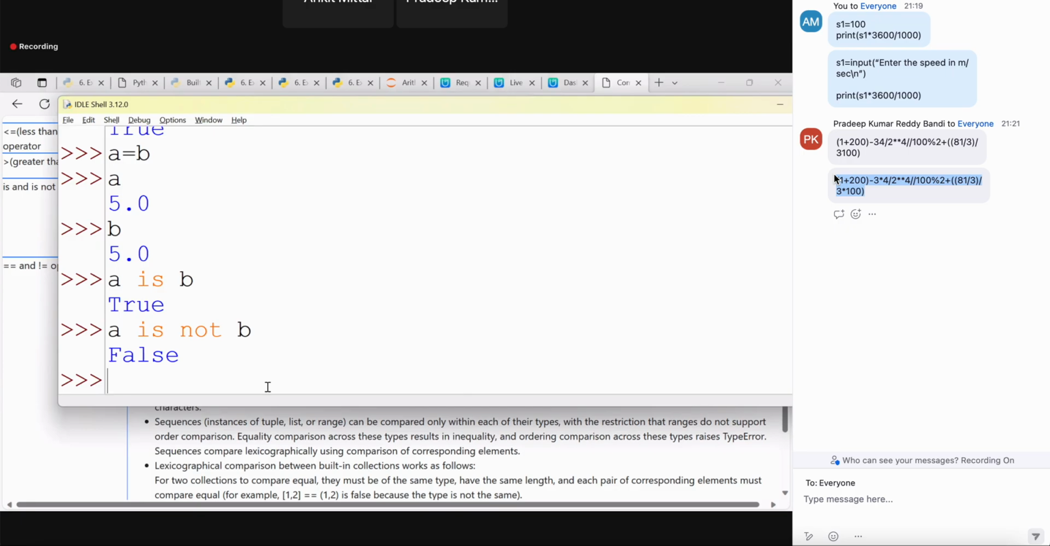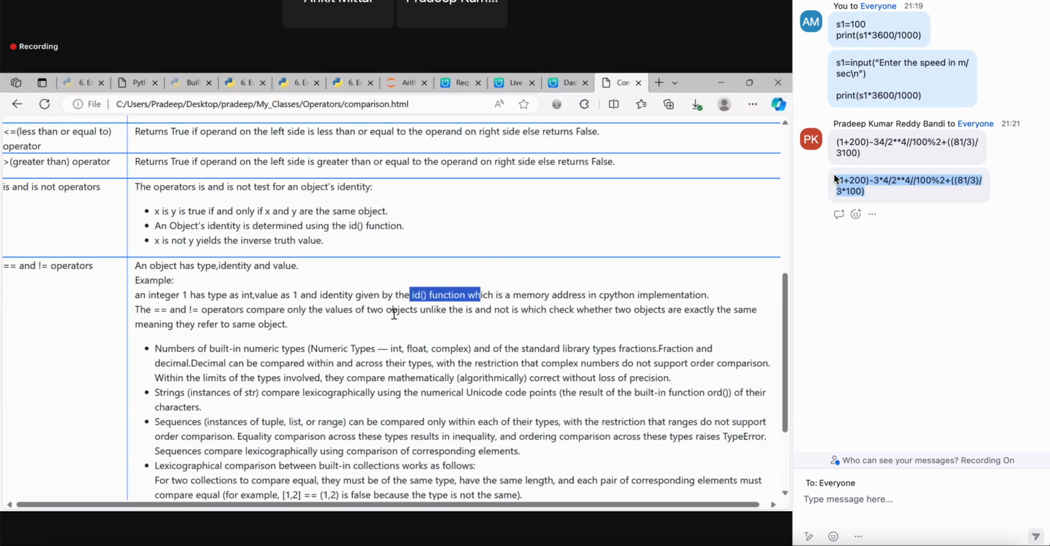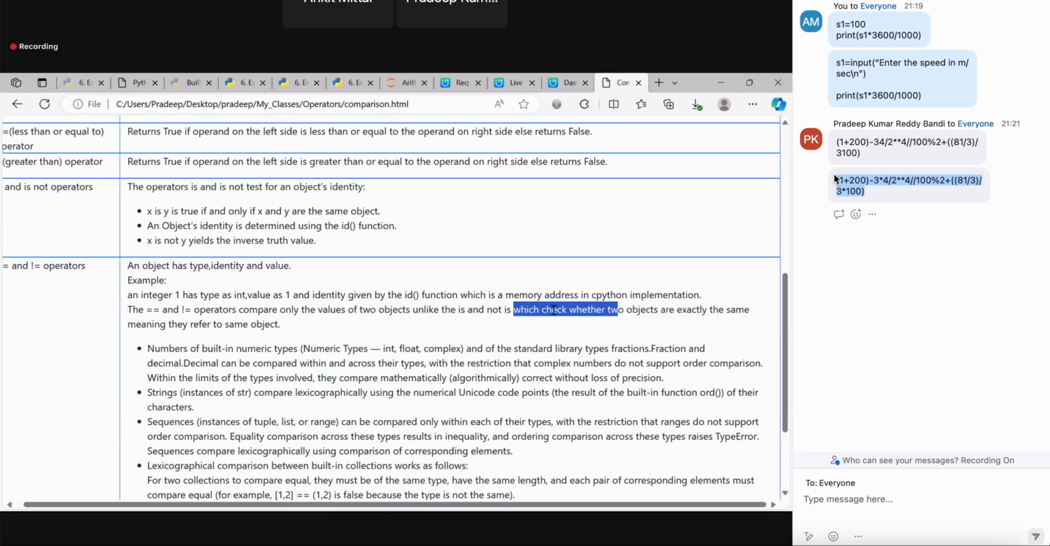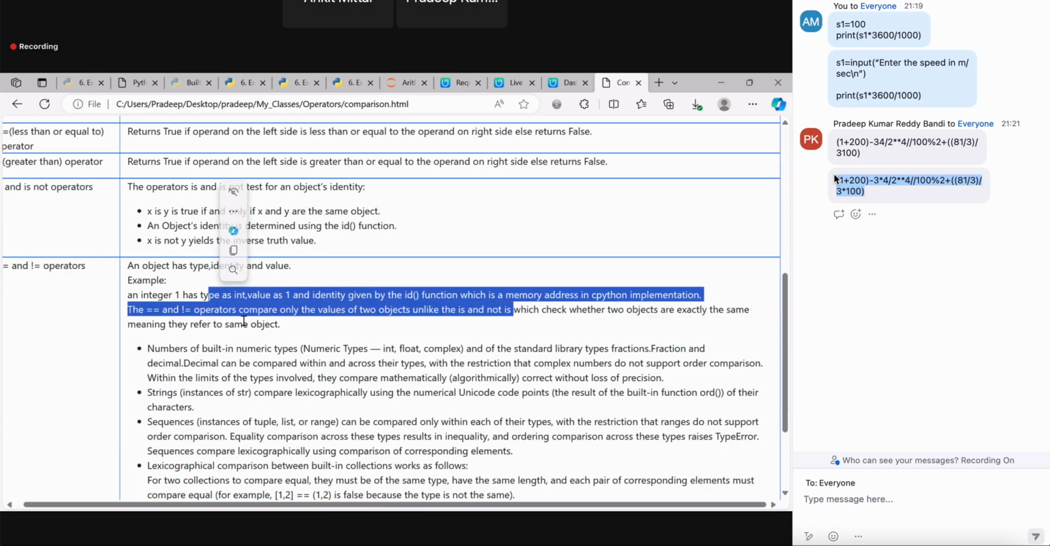So I'm asking, A and B are not the same objects? Yeah. Then it is saying false, because they are the same object. Okay. The equality operator will mainly compare only the values of two objects, unlike is and is not, where we check whether two objects are exactly the same, meaning they refer to the same object.